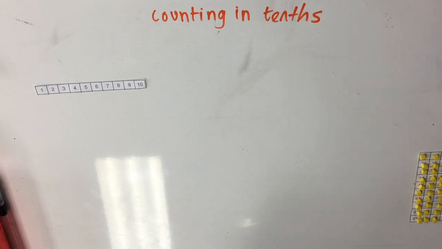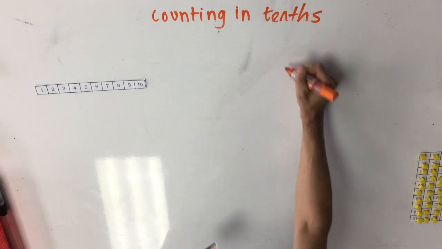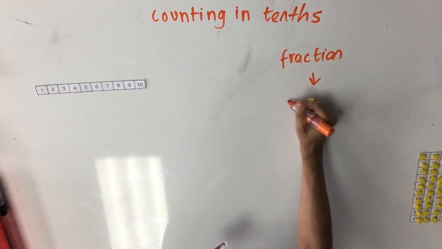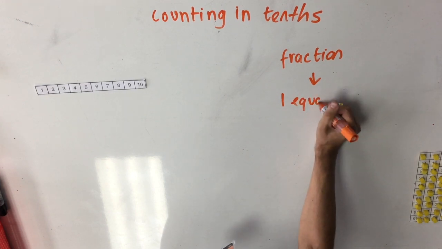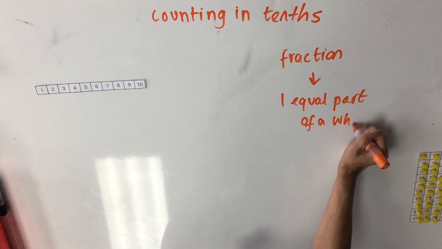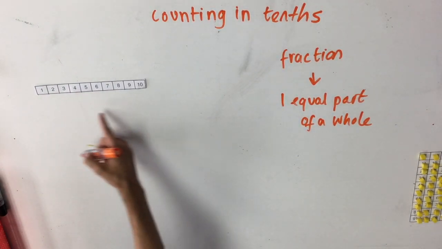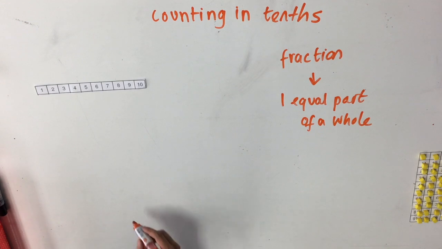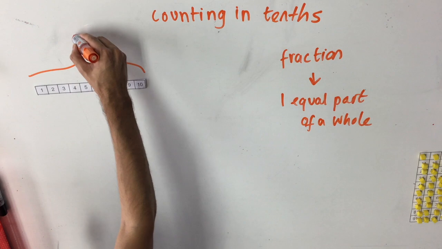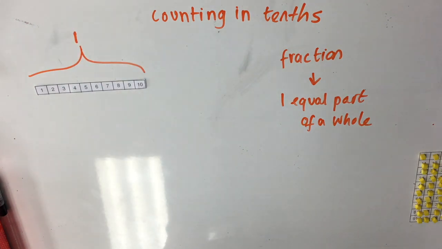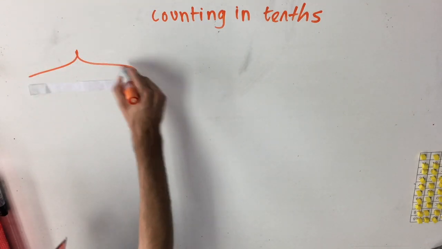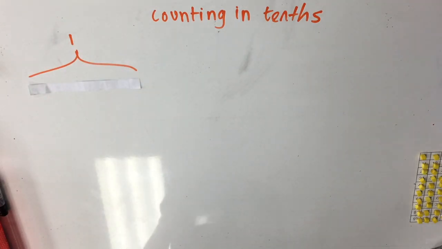Before we start counting in tenths, let's remember that a fraction is one equal part of a whole. In this case, our whole is going to have 10 parts because we're counting in tenths. And you can see here that this is our 1. This piece of paper represents our 1 whole that we're going to put into tenths.